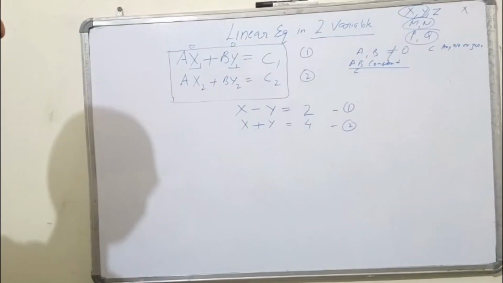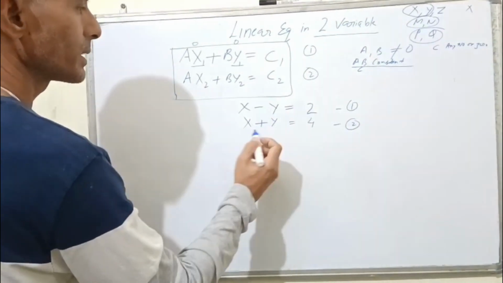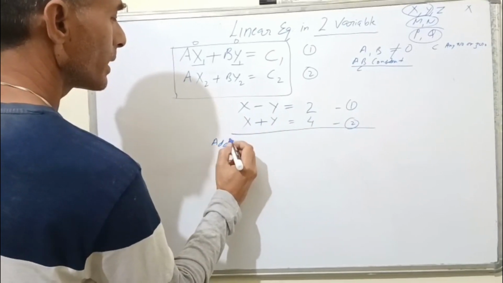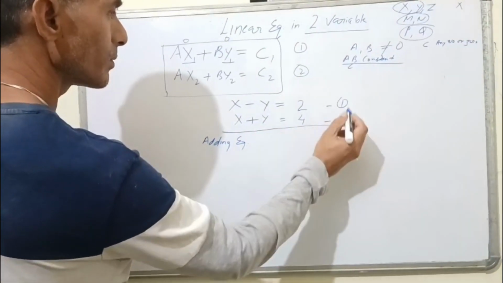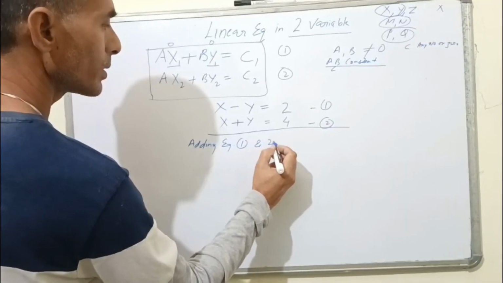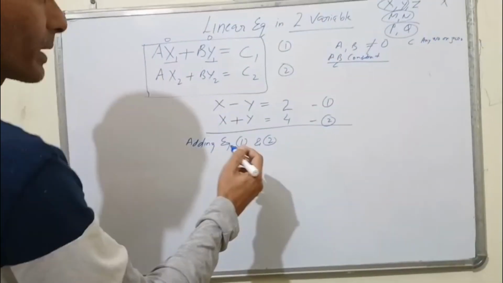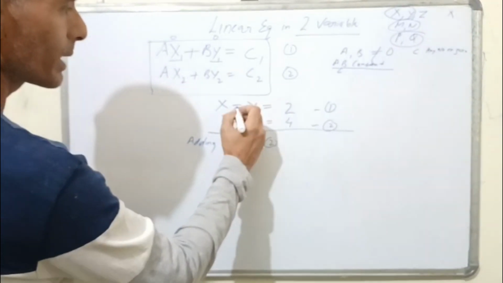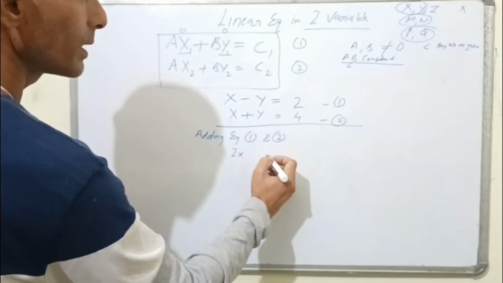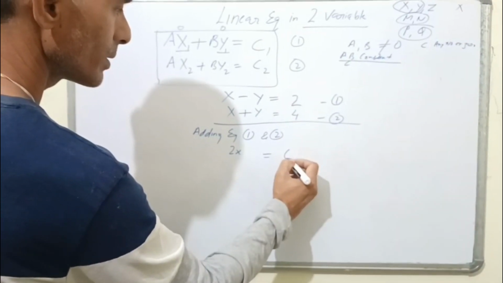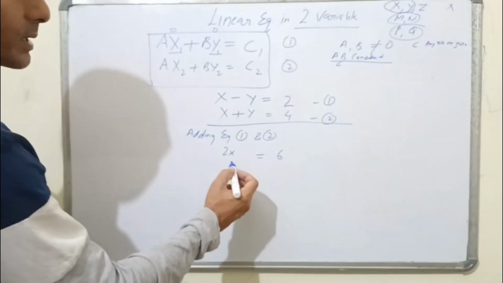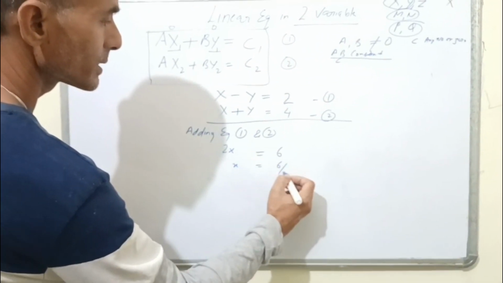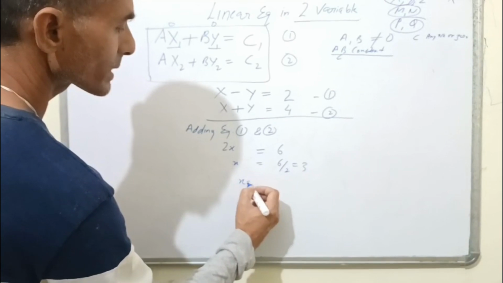Let's say if you add these two equations, I will just show you an example. Adding equation 1 and 2, what will happen now? x plus x will become 2x, and minus y and y will get cancelled out. The remaining will be 2 plus 4, which is 6. That means 2x is equal to 6. If you shift this 2 to the other side, 6 by 2 will be 3. That means the value of x is 3.